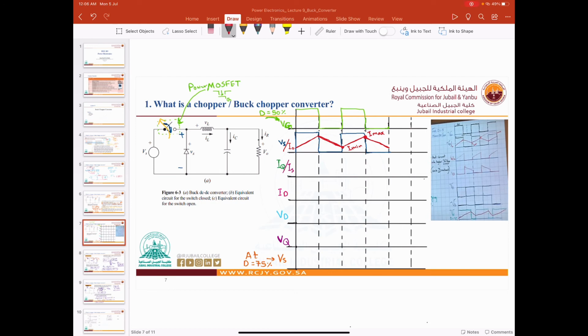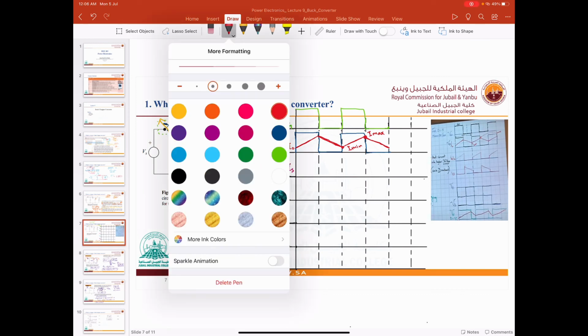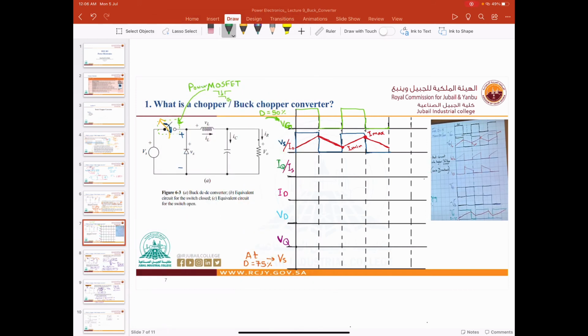Now let's go to IQ. Now when I say Q, I mean the power MOSFET, the current through the MOSFET. Now if the switch is closed, we have current, right? Of course, if the switch is open, we don't have current. As simple as that. That's why we will draw current here. This is IQ.